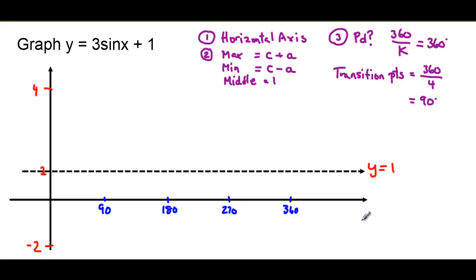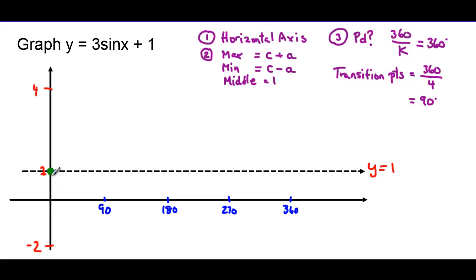Remember, our sine curve has 5 transition points, and the first transition point started in the middle. Since there wasn't a phase shift left or right, our first transition point will happen when x equals 0. And it also happens in the middle of where our curve is, which is on the horizontal axis. So we're going to put a dot right here, 1 unit up from the x-axis, and at 0.